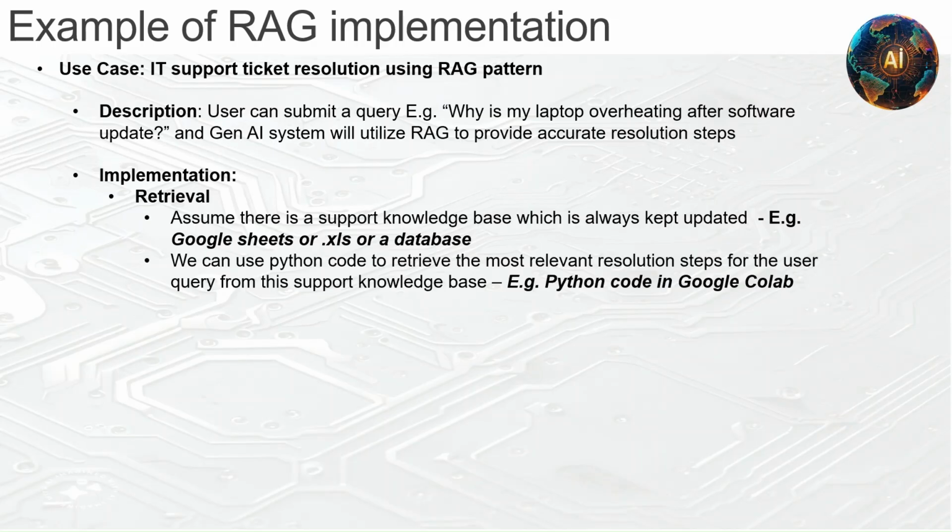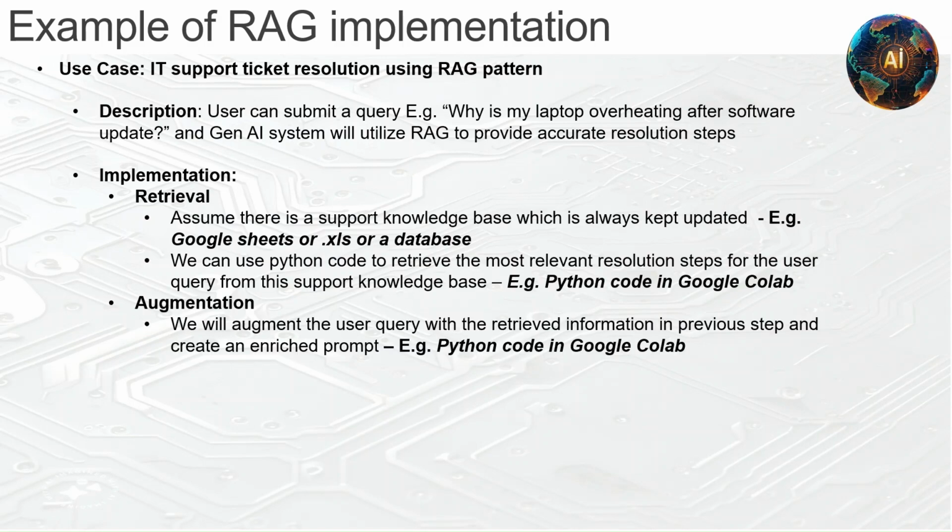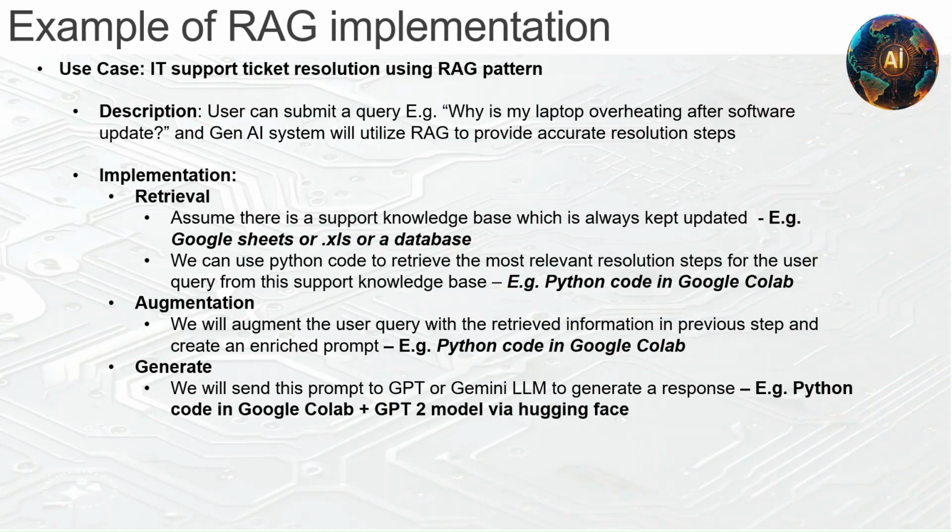Generally, the application layer uses code like Python code to do a SQL query on this support database to retrieve the most relevant resolution steps for the user query. The application layer will use the user query as the search criteria while doing this SQL search. Step 2 is augmentation. Here, in the same Python code, the application layer will augment the user query with the retrieved information and create an enriched prompt. And finally, the Python code would send this prompt to the LLM, like GPT or Gemini, using LLM APIs.